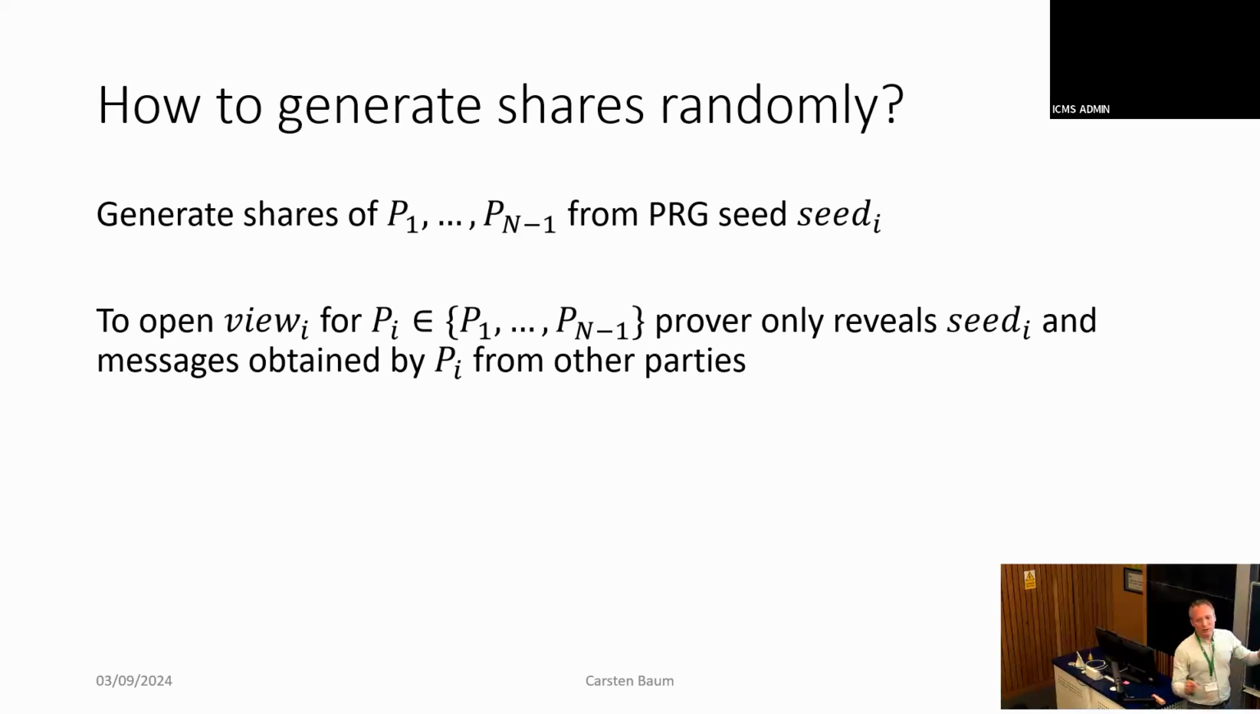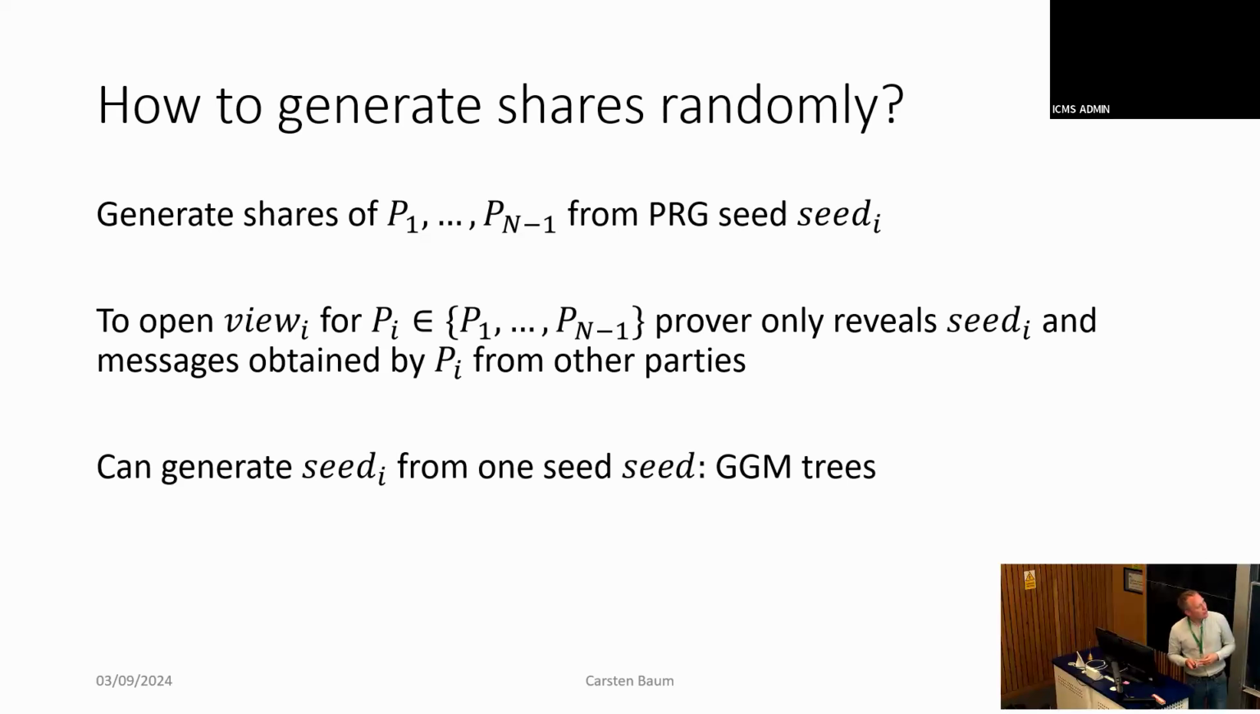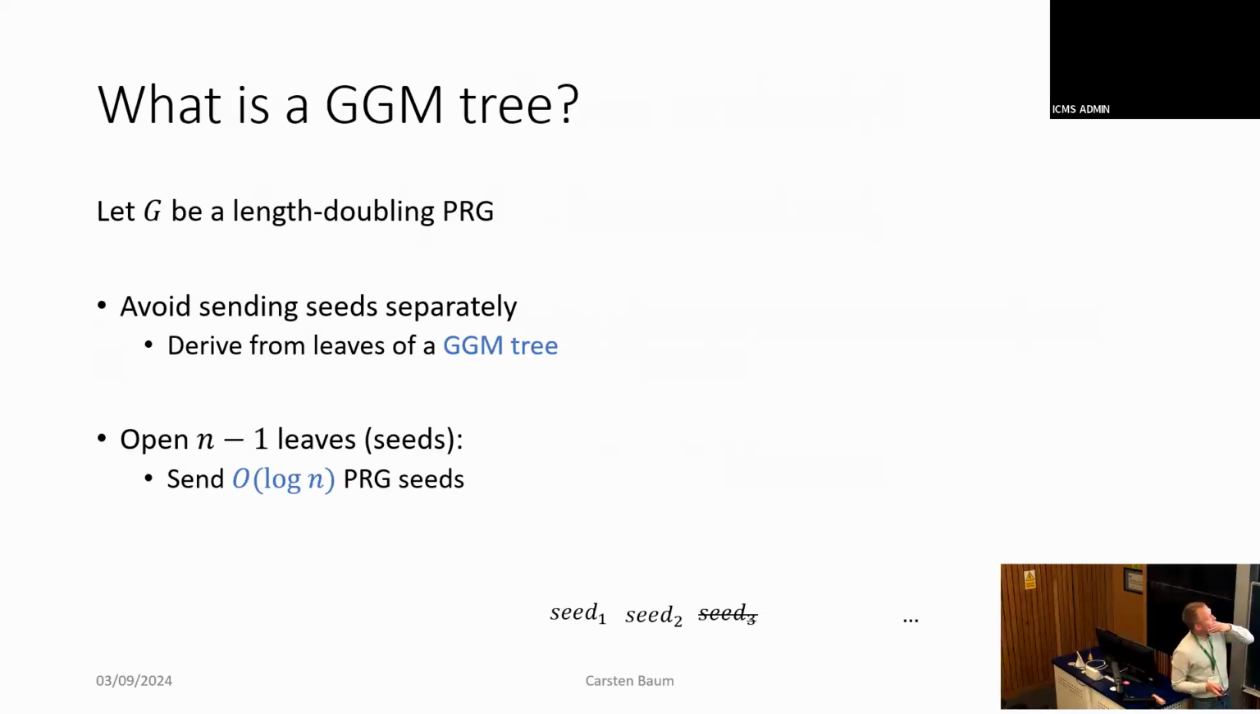So most of the communication, most of the stuff that is inside a view, can be recreated from a PRG seed. So openings are also now just PRG seeds and a bit more. That is really neat, right? And now even more, instead of giving you everybody's PRG seed for every party, I can also shrink that down to something even smaller. So how does that work?